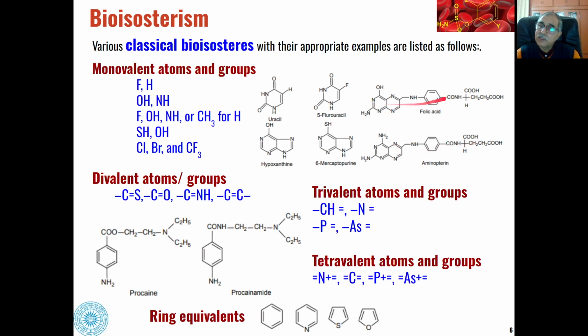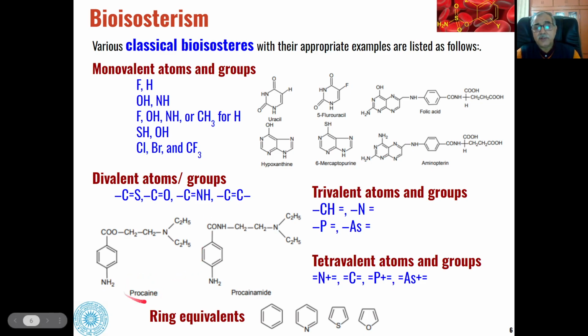So these two compounds also act as classical bioisosteres, where monovalent atoms or groups are involved in the replacement of one another. Then similarly, divalent atoms or groups like carbon-sulfur double bond, carbon-oxygen double bond, carbon-nitrogen double bond and carbon-carbon double bond may be involved in replacement of different types of atoms.